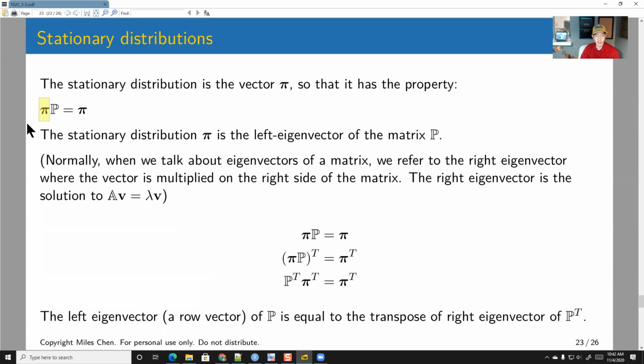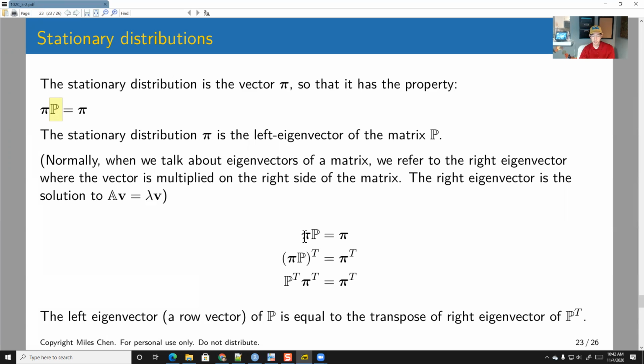eigenvector of the matrix P, okay? So normally when you learned about eigenvectors, it was always in the form of a matrix times a vector is equal to a scalar times a vector. And the vector came on the right-hand side of the matrix. So this is what's known as a right eigenvector, and that's traditionally what textbooks are referring to when they talk about eigenvectors. But this is still technically an eigenvector. It's just called the left eigenvector because the vector is put on the left side of the matrix when you do the multiplication, okay?